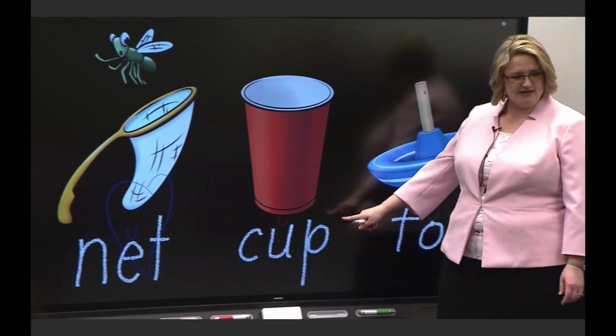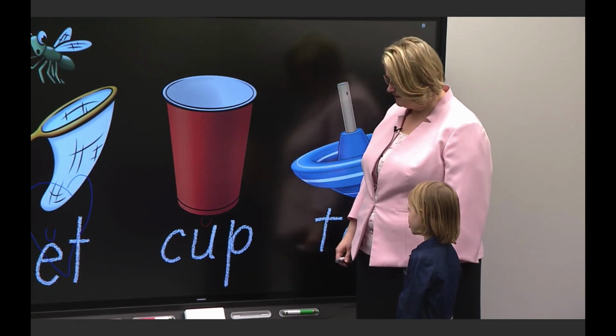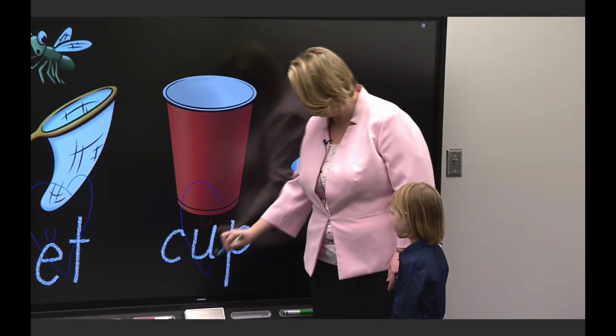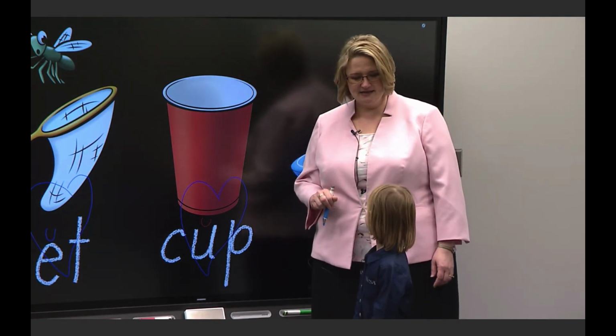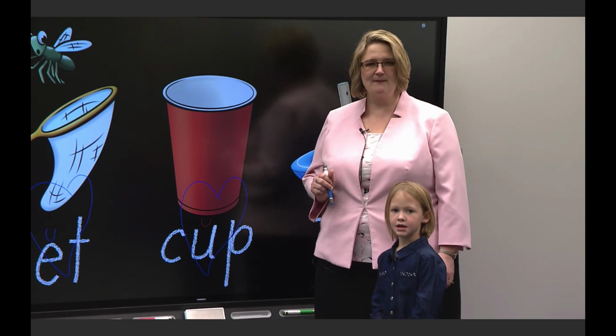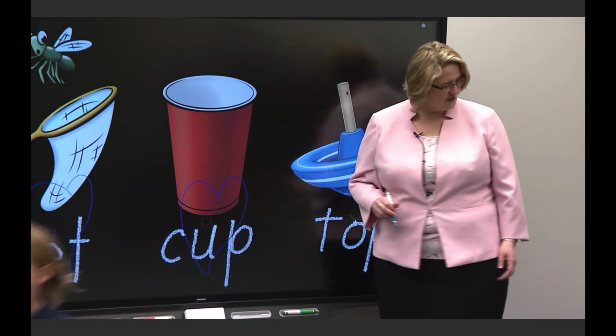If this is yours, come. How many vowels? 1. Little u. So you marked it with a smile. And that is correct. What's your word? Cup. Can you use cup in a sentence? Tell our friends a sentence using the word cup. I drink out of a cup. Excellent. Thank you.